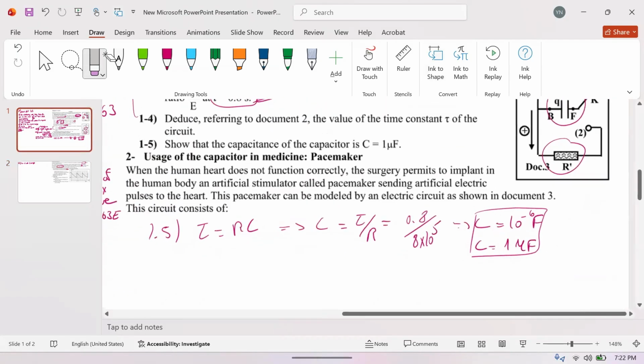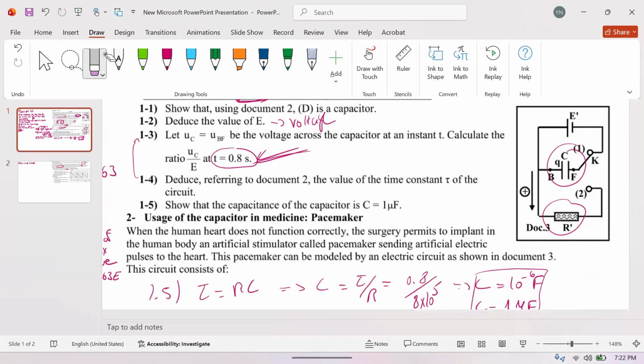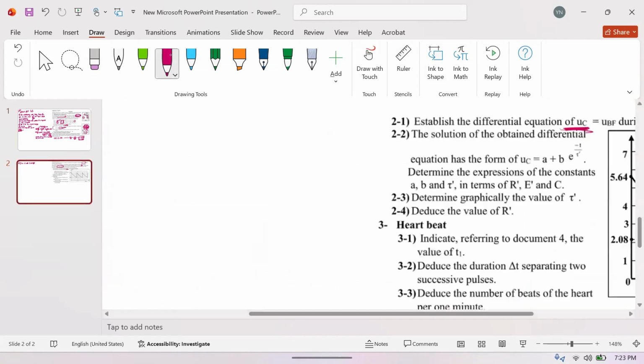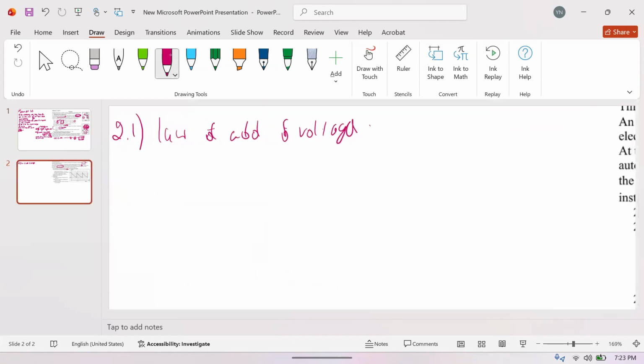So I will be going back to my picture here, and I can see that C and R, if I put K on position 2, and I avoid the battery above, C and R are in parallel. Okay, so when two things are in parallel, simply we say UR equals UC. And in this case, it's better if you say law of addition of voltages now.